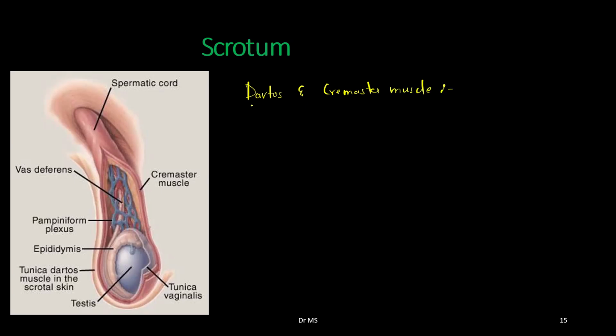So what are the dartos and cremaster muscles? You can see here the cremaster muscle. These are the cremaster muscles, and the dartos muscles are also present. You can see here this is the dartos. This is the cremaster muscle and this is the dartos muscle, the tunica dartos.